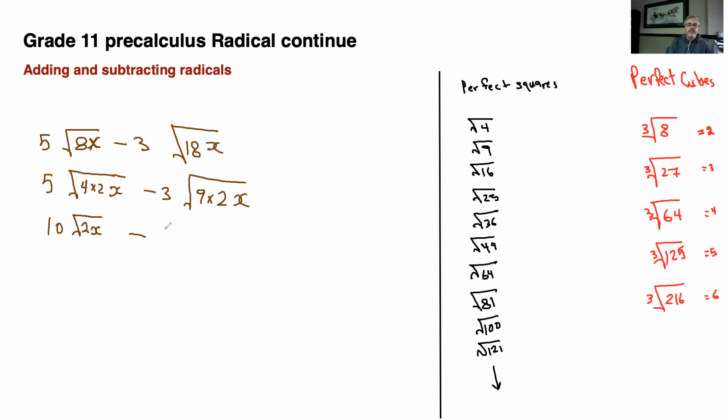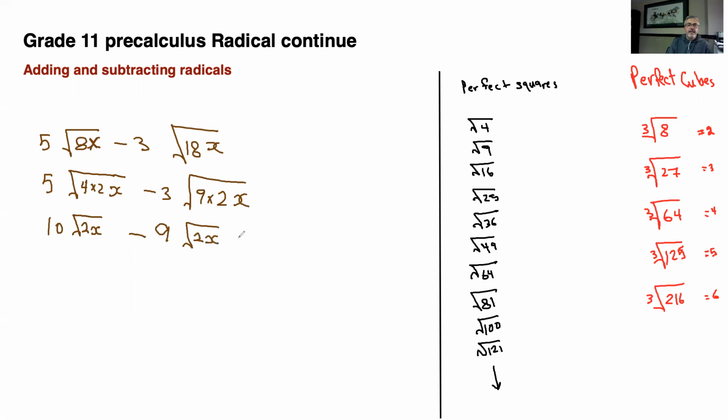Minus 3, or maybe just a square root of 9. The square root of 9 here is 3. So you multiply it into this 3 and you get 9. However, the 2x, you don't know what the square root of that is, so you just keep it as 2x.